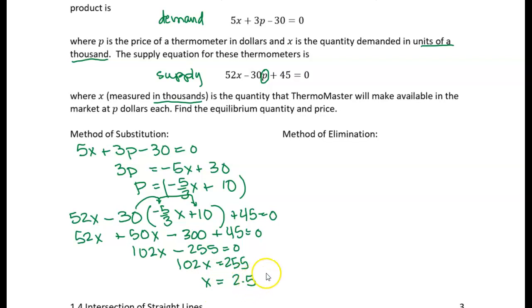2.5. But I have to remember that that's in thousands, right? X is in thousands. It's in units of 1,000. So that's 2.5 thousand units. Okay. So that's my equilibrium quantity.